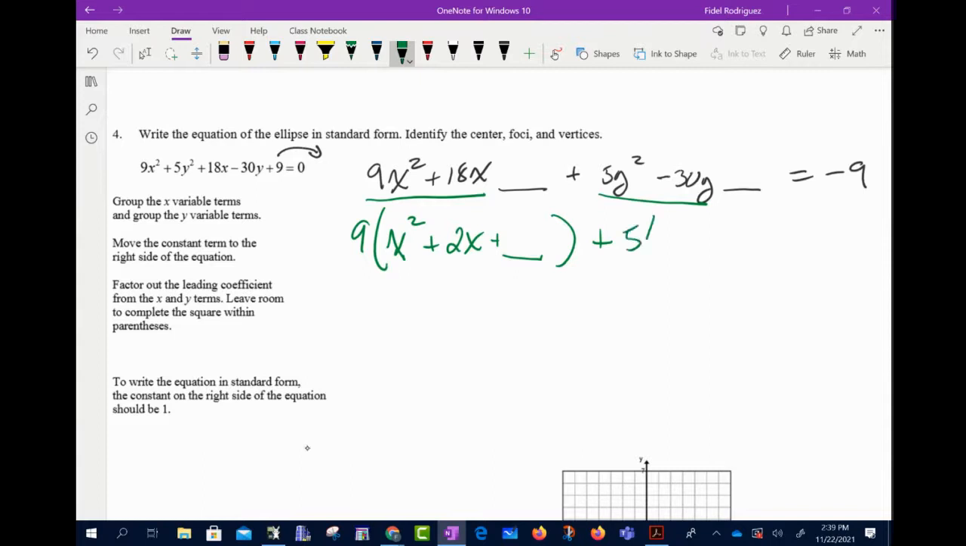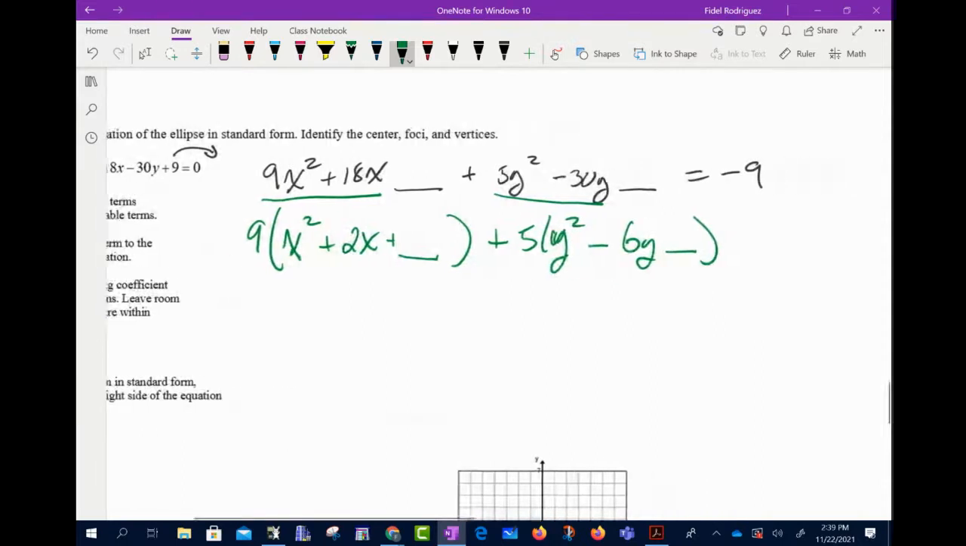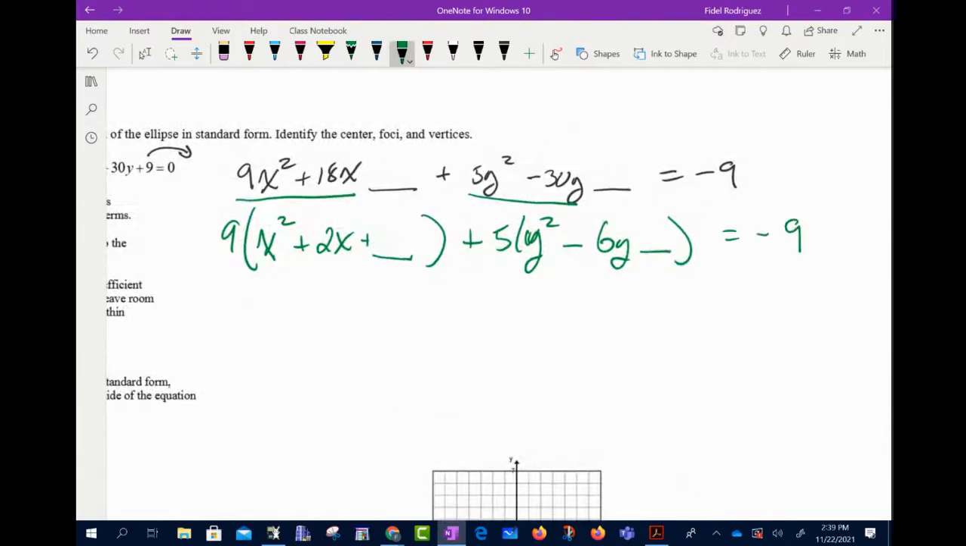5, good. And then we're going to have, let's see, y squared, everybody agree, minus 6y? I'm going to leave a little space here, is equal to negative 9.